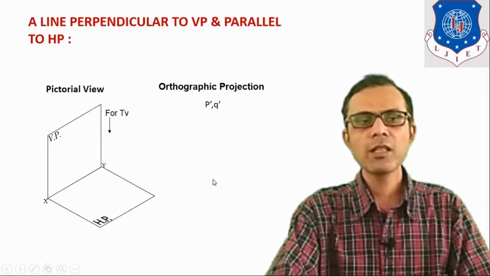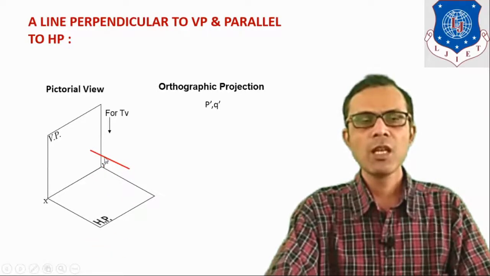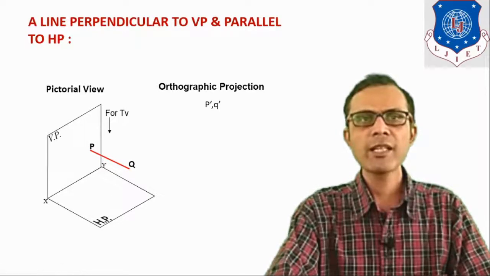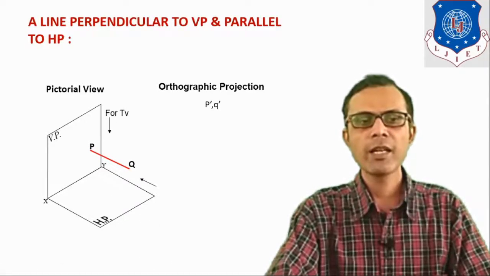Now let's see another position of the given line. A line is perpendicular to VP and parallel to HP. So now the line is perpendicular to VP. It is the actual position for the given line. You can see here it is perpendicular to VP and it is parallel to HP. So let's take the given line as PQ line, and it is the direction for the front view observer.